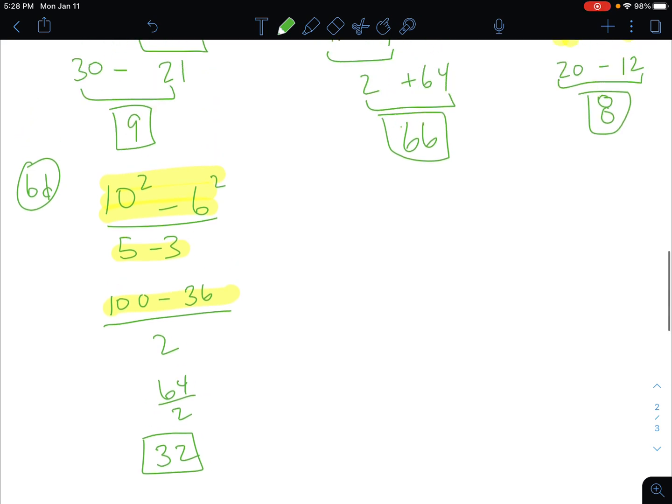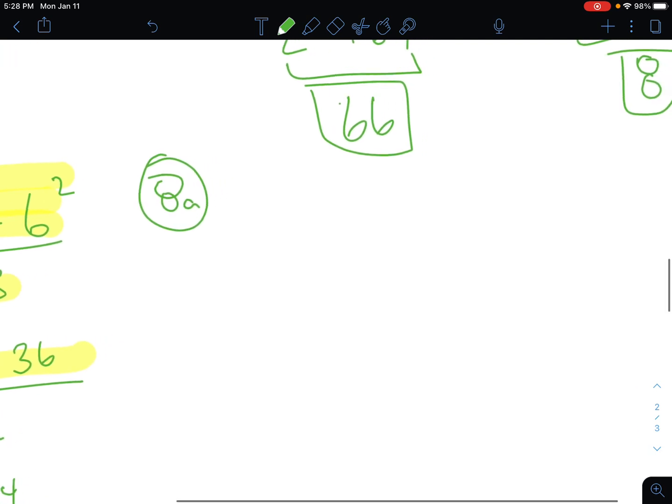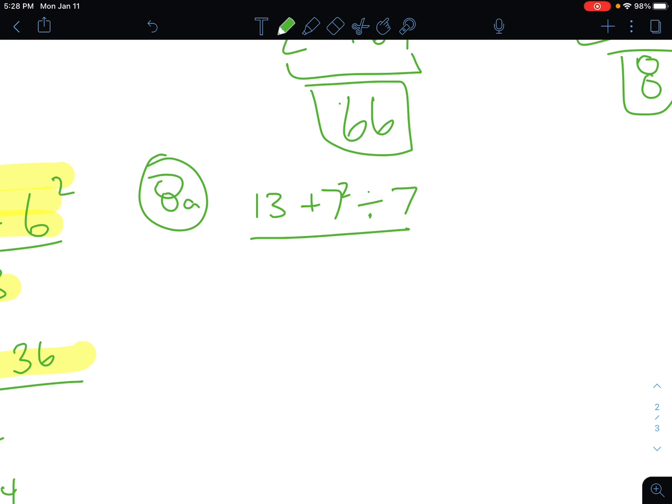All right. Finally, let's do 8A, 8B, 8C, and 8D. So 8A. This is where it gets crazy: 13 plus 7 squared divided by 7, over 9 minus 20 divided by 4 plus 16.